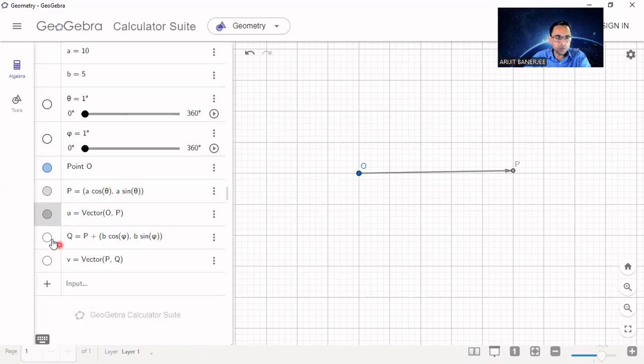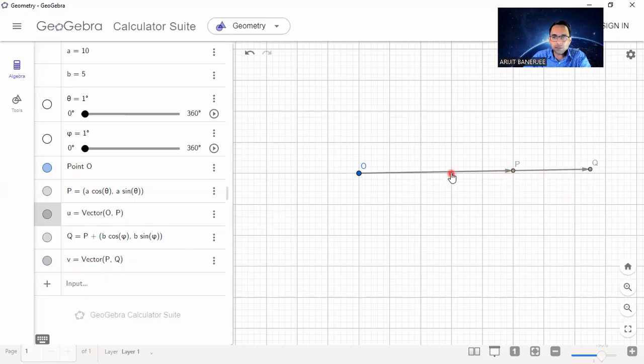Now, in the same way, you can see the point Q here, as I have set the values of theta and phi. This is the current location of Q. Now, if I draw the vector PQ in the same way, that is the starting point of the vector is P and the end point of the vector is Q. So the vector PQ, that is the vector V, can be seen here. So that is the vector PQ.